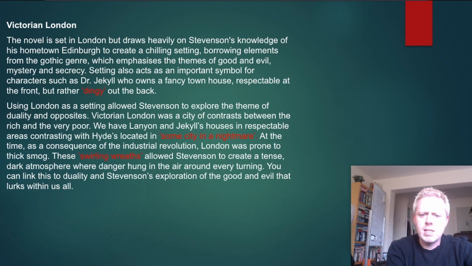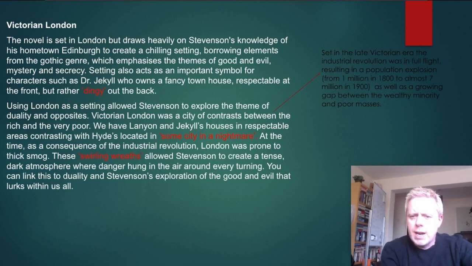Victorian London was a city of contrast between the rich and the very poor. We have Lanyon and Jekyll's houses in respectable areas contrasting with Hyde's, located in some city nightmare. At the time, as a consequence of the Industrial Revolution, London was prone to thick smog. These swirling wreaths allowed Stevenson to create a tense, dark atmosphere where danger hung in the air around every turning. You can link this to duality and Stevenson's exploration of the good and evil that lurks within us all.